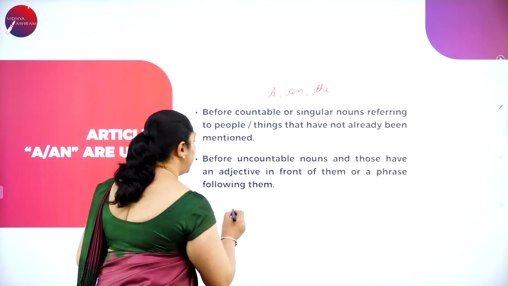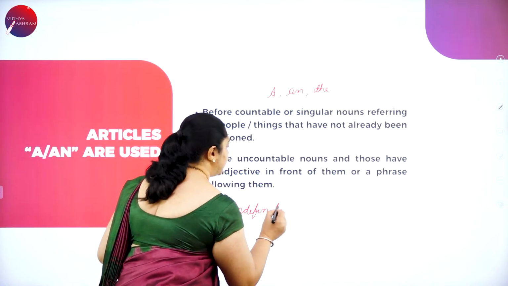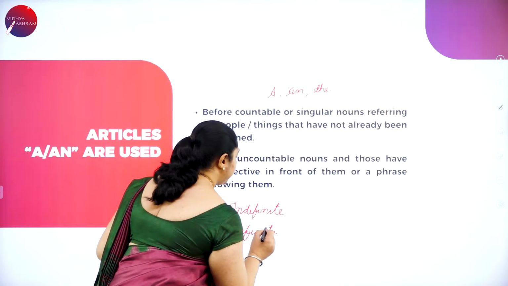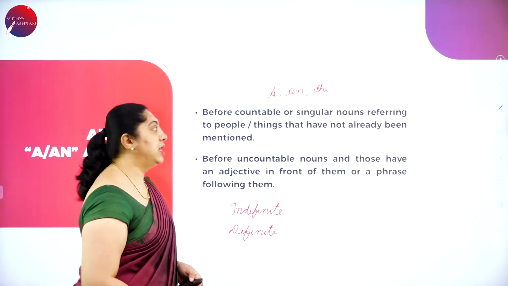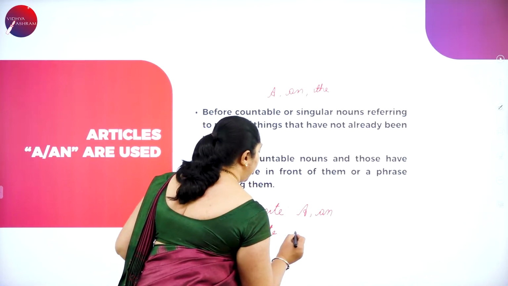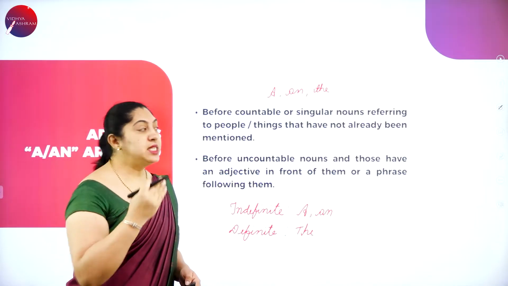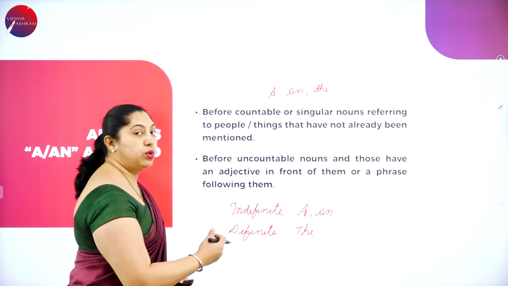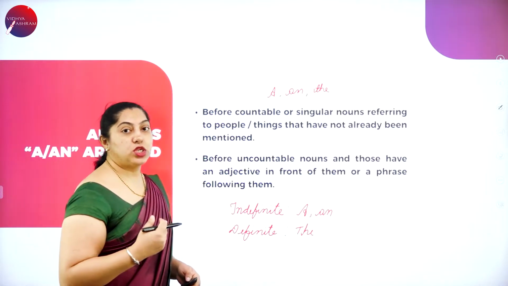Which are the two? One is indefinite article, and the other one is definite article. So, which articles come under the indefinite article? It is a and an. A and an are indefinite articles and the is the definite article. So, there are three articles a, an and the, and they are categorized into two divisions, that is indefinite article and definite article. Now let's see what it's all about.